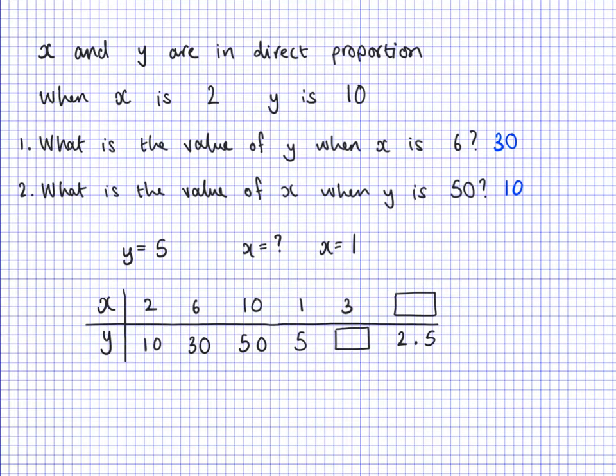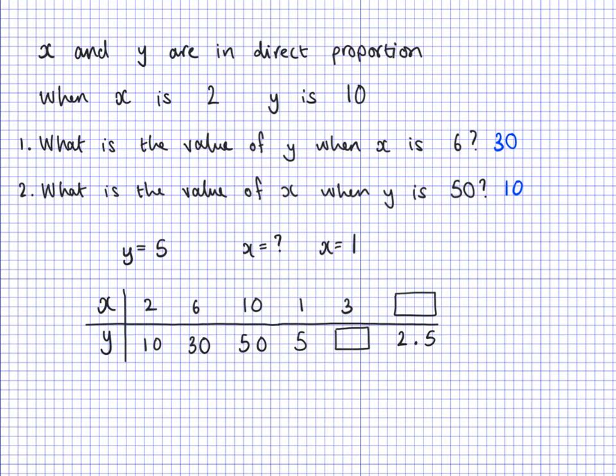Now I want to show you some other relationships that we can see when two things are in direct proportion. Notice how I used my same values. So 2 and 10, I've written them here. 6 and 30, I've written them here. 10 for x and 50 for y, I've written them here. And our last one, x was 1 and y equals 5, I've put them here. Now notice I haven't put it in any order.